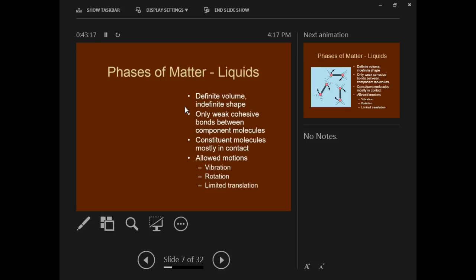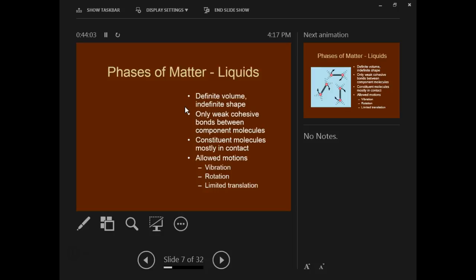And why is that? Remember, there's two types of attraction, okay, bonding. One is positional, solid, that's fixed. In a liquid, it's just the proximity bond. That water molecule doesn't let that next water molecule get very far away, but they can slide past each other. They stay close, but they slide past each other. Okay? So only weak cohesive bonds are between the component molecules, but they still have the proximity bond to keep them in the same body.